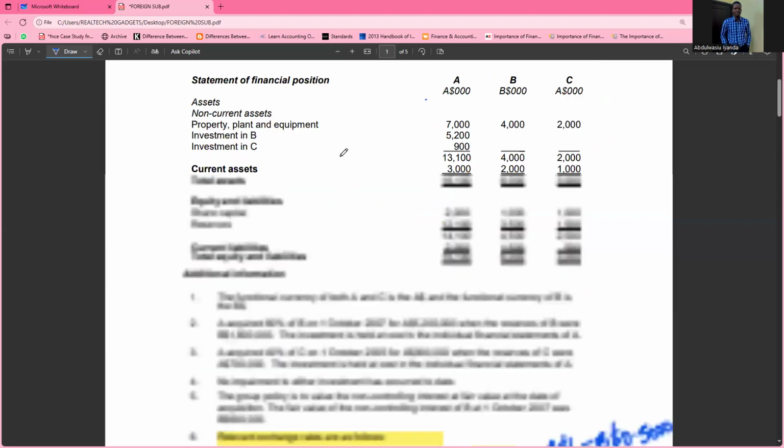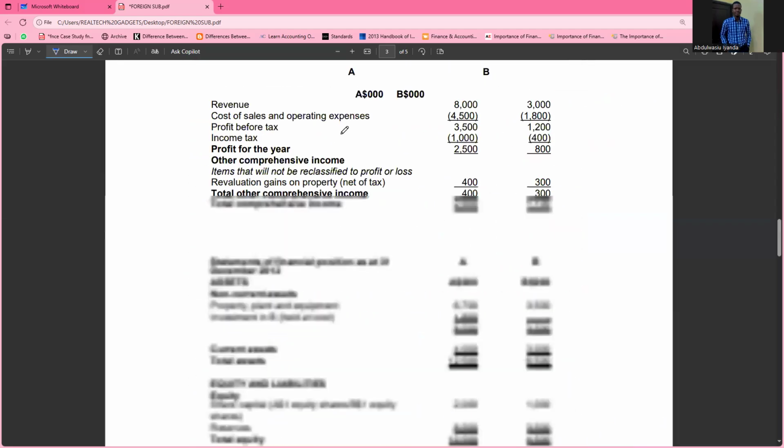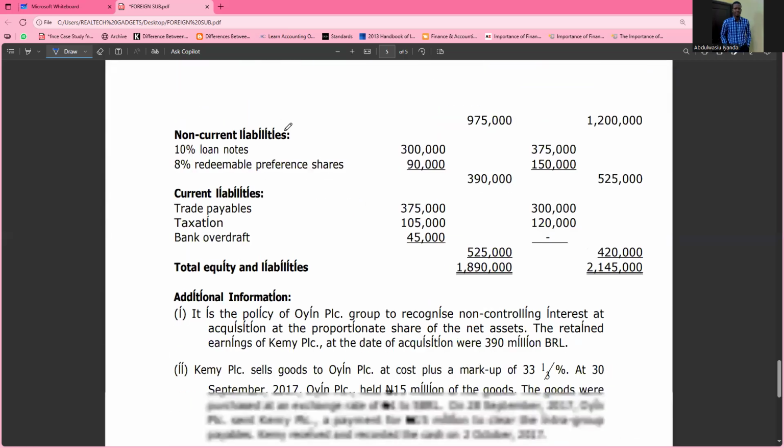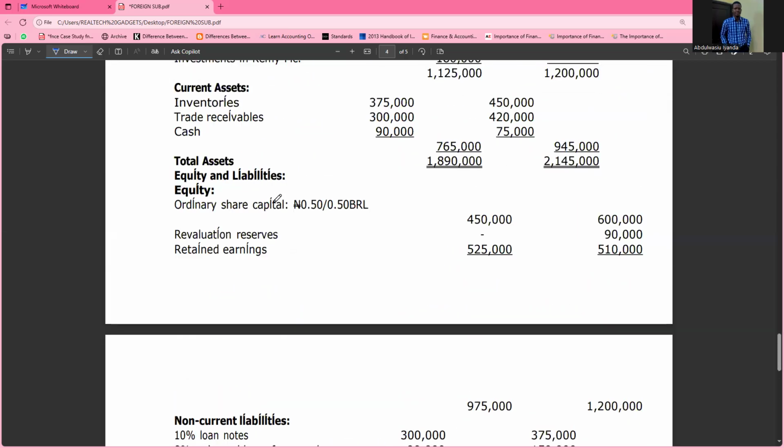For example, there's one particular question here. Look at this question now. You can see you have revaluation reserve in the subsidiary part, and the revaluation reserve is 90. So you need to be careful. You need to check the additional information: what date does this revaluation reserve occur? You are interested in the date.